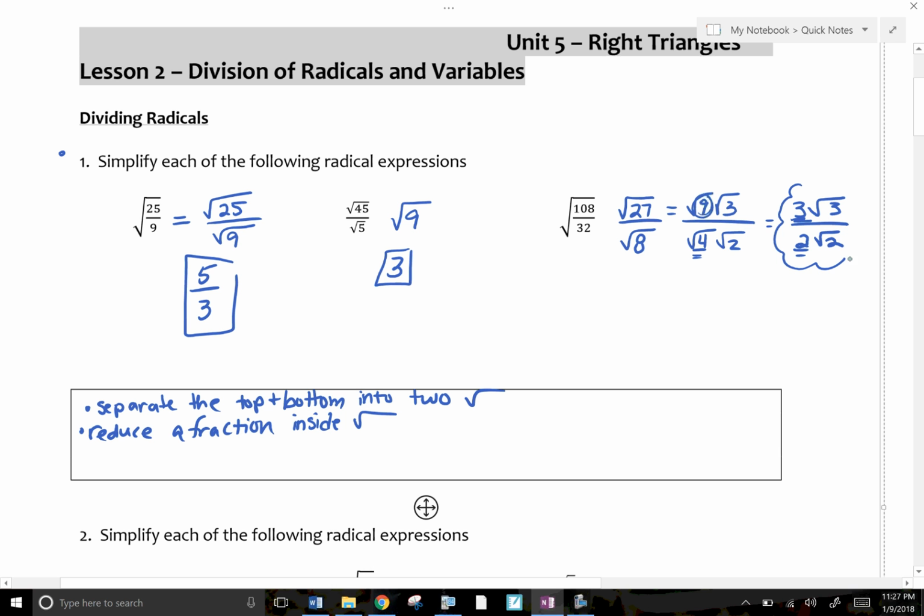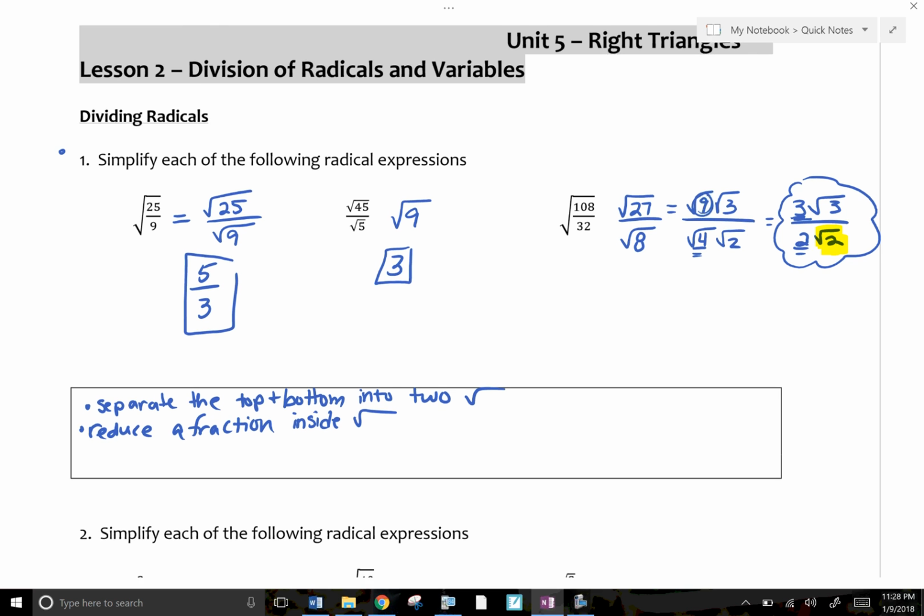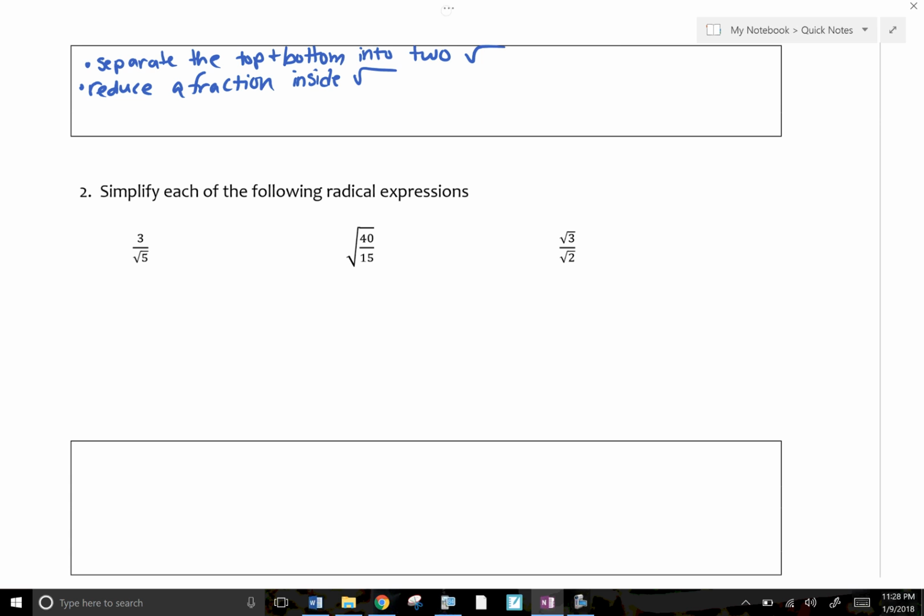Now, here's the thing. With this last one, I don't really like that there's a radical on the bottom. That often makes our lives a little difficult. So we do something called rationalizing the denominator to deal with that. So that's what we're going to do next. When we simplify these, this one looks like it's as simple as it gets, a 3 and a 5. Well, the problem is that's not simplest radical form. What we're going to do down here is rationalize the denominator.